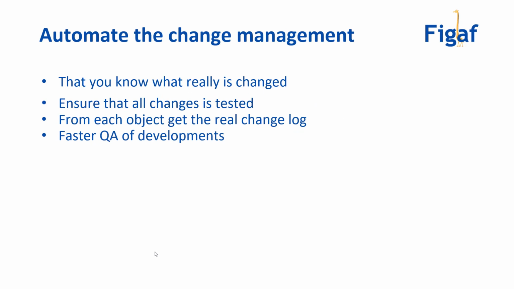So why do you want to automate this change management? The thing is, in most cases, you don't really know what was changed. And if you have to find out, it is really cumbersome to go through these different communication channels and figure out what had been changed. And then you want to ensure that all the changes you have made are really tested. So if you have changed a UDF, you want to make sure that you're testing all the different places where this UDF is used.